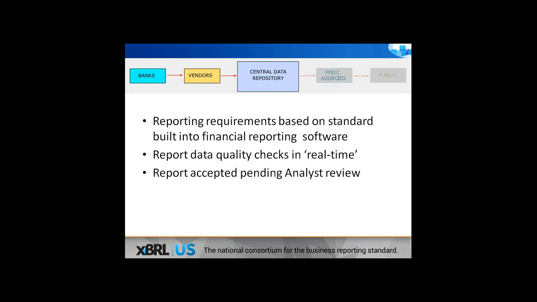When banks submit to the CDR system, the same data quality checks that they applied in their bank software are applied again at the CDR system level. The report will reject and not be stored if any errors are encountered. Next slide, please.